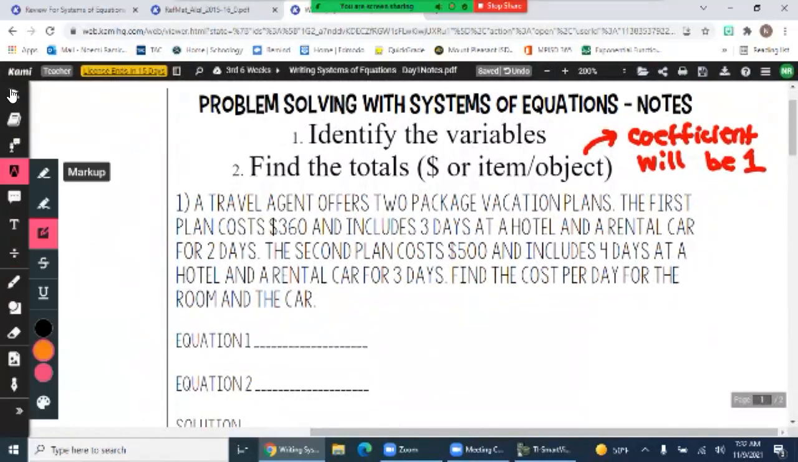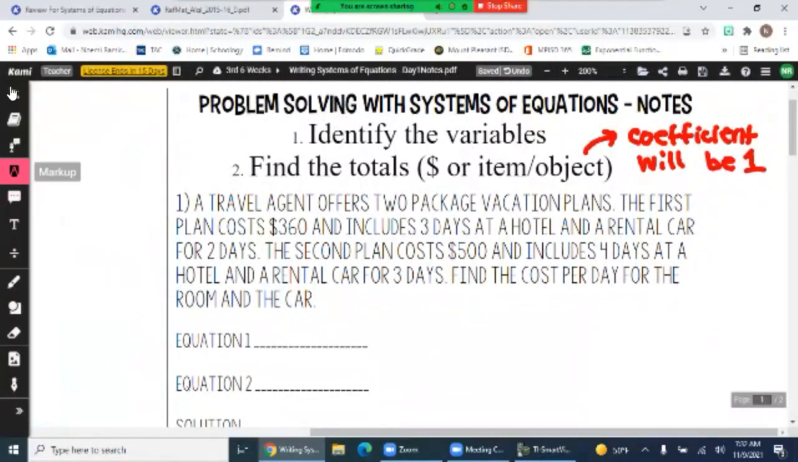A travel agent offers 2 package vacation plans. The first plan costs $360, sorry, and includes 3 days at a hotel and a rental car for 2 days. The second plan costs $500, includes 4 days at a hotel and a rental car for 3 days. Find the cost per day for the room and the car.